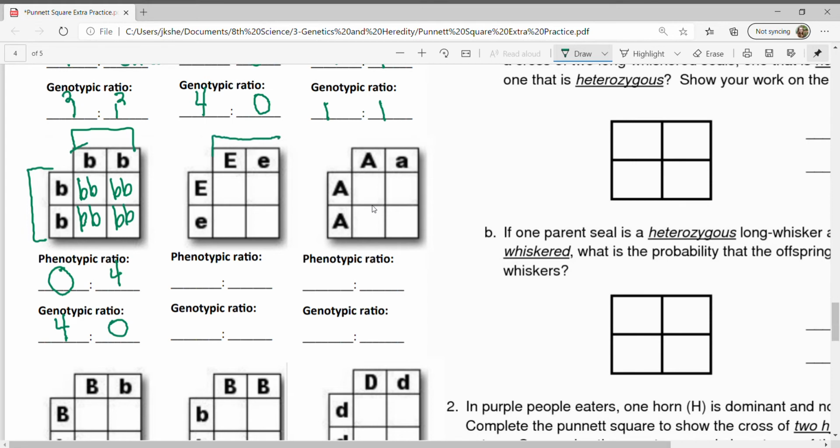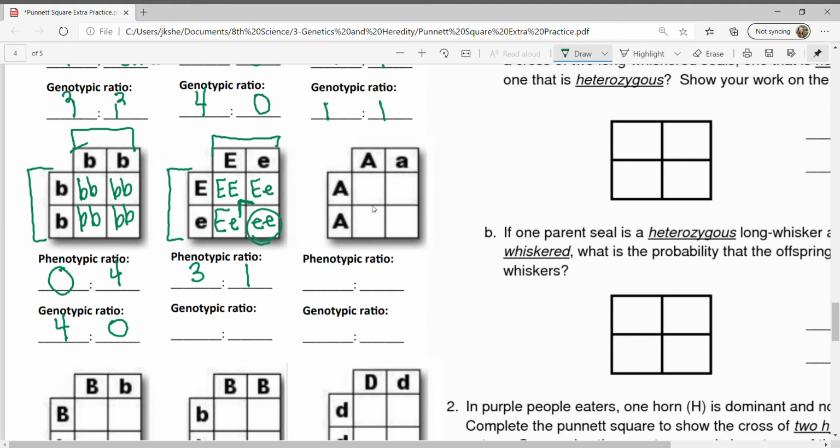Right here we have a heterozygous parent pairing with another heterozygous parent. So that means that the top left box will be homozygous dominant, top right will be heterozygous, bottom left will be heterozygous, and bottom right will be homozygous recessive. This means that 3 of the 4 times are going to be dominant. So it's a 3-to-1 ratio because we only see 1 homozygous recessive for a recessive phenotype.